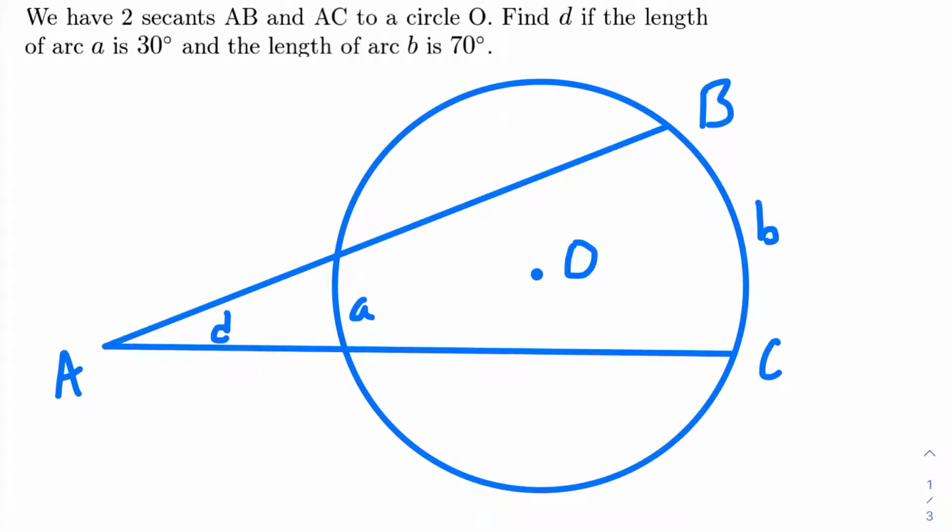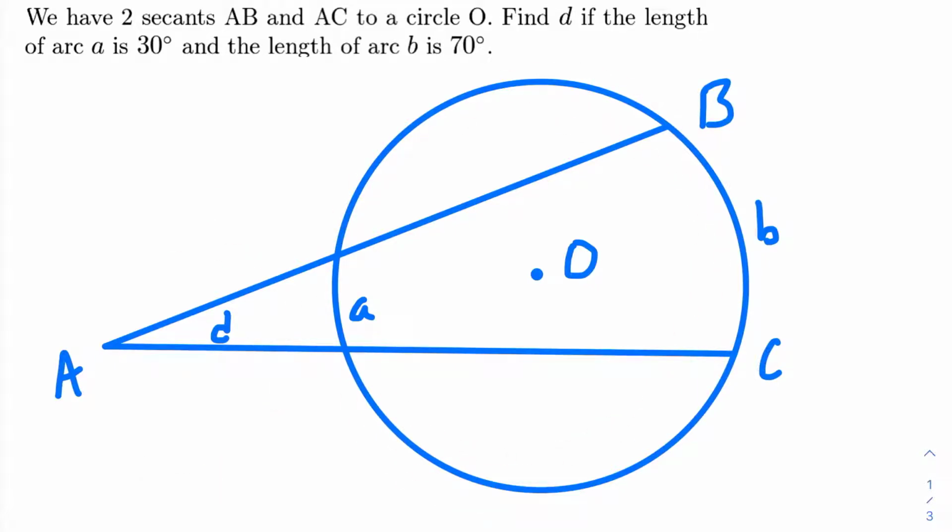We have two secants AB and AC to a circle O. Find D if the measure of arc A is 30 degrees and the measure of arc B is 70 degrees. Now our main problem here is that D isn't in any shapes. It's just sitting out here outside of the circle. It's not in any shapes.